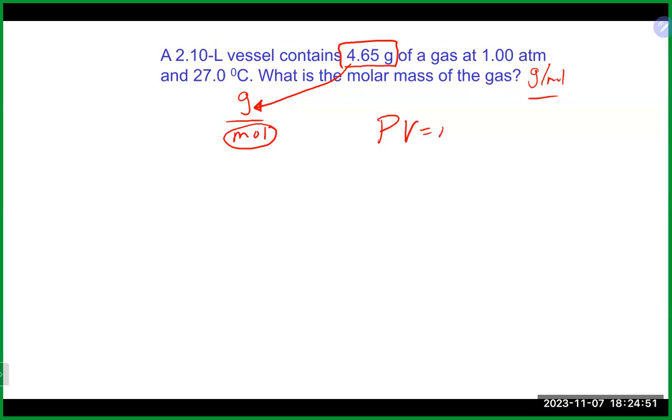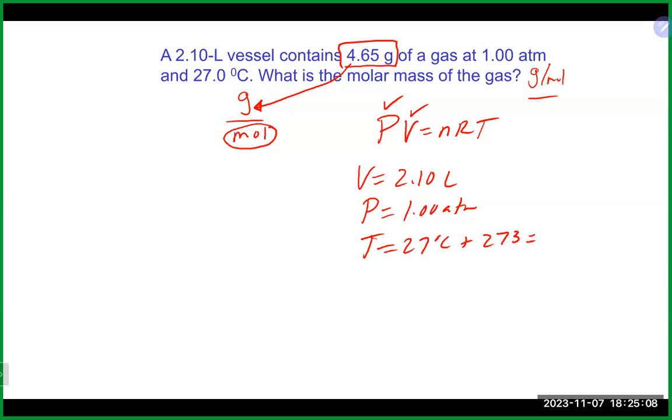If we take our PV equals nRT, in this case, we have a volume that is 2.1 liters. We have pressure that is 1 atmosphere. And we have temperature that is 27 degrees Celsius, which means we do need to convert it into Kelvin. So we're going to add 273 to our 27, which gives us 300 Kelvin. And we always have R, that's a constant available to us here.